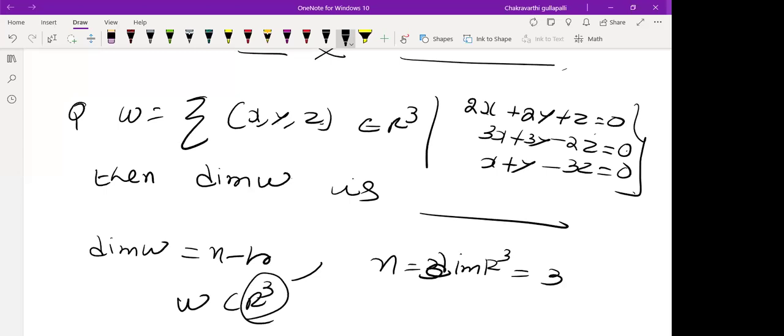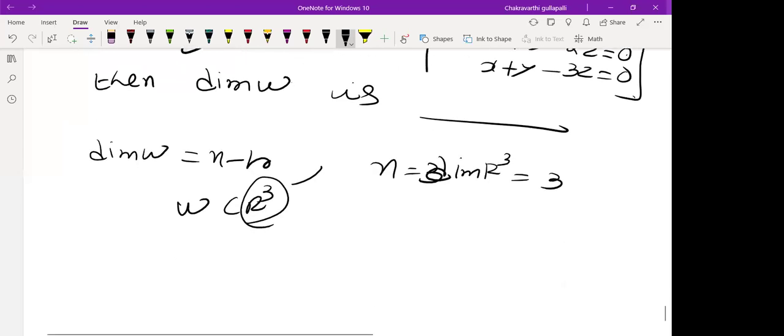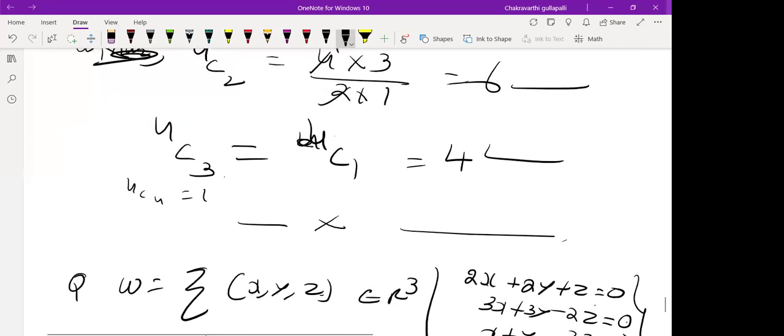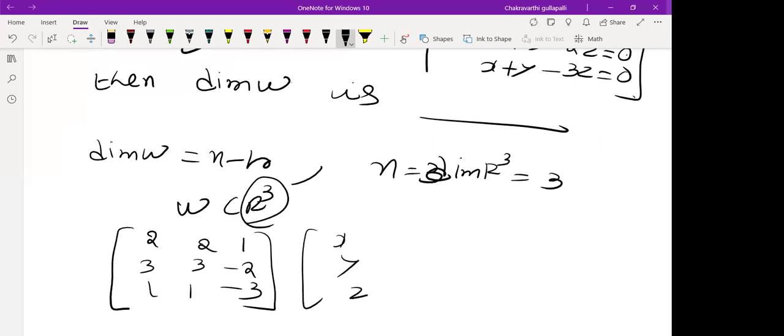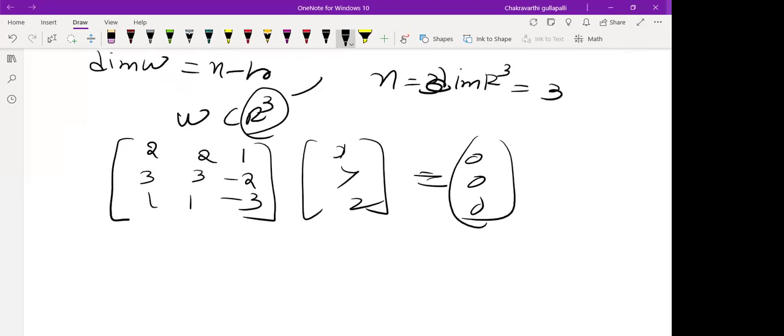So dimension of R3 is n. Now how to get number of free variables? R, we have to get the rank. So take the matrix here: 2 2 1, 2 2 1, 3 3 minus 2, 1 1 minus 3. This is A into XYZ is equal to 0 0 0. So reduce only A to echelon. We want R. R is rank of A.